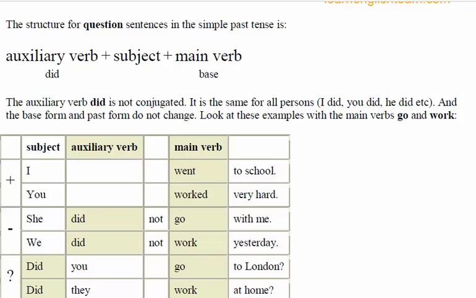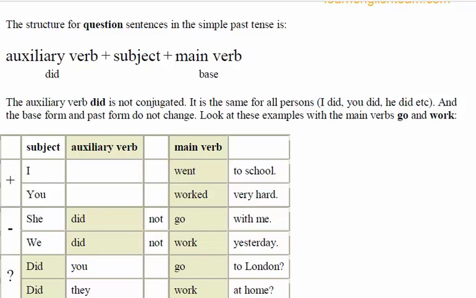So the auxiliary verb did is not conjugated. It is the same for all persons. I did, you did, he did. It is not compulsory that did changes along with the first person pronoun, second person pronoun and third person pronoun. It is the same for all persons. And the base form and the past form do not change. You can notice the base form is not changed when we use did. The base form or the past form remains the same. Look at these examples with the main verbs go and work.